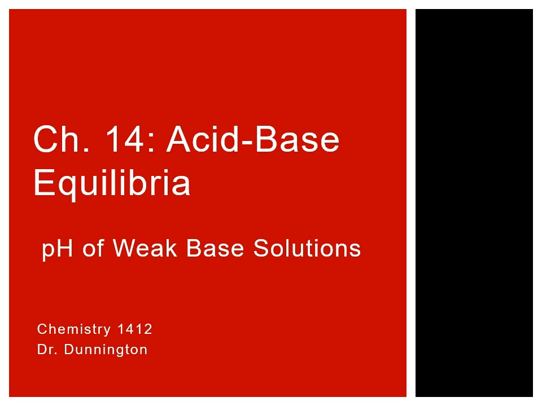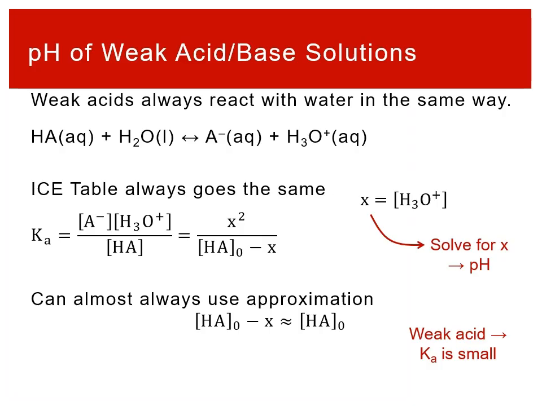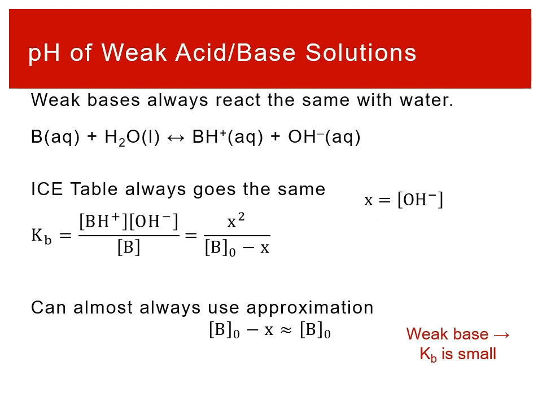Now we want to spend some time talking about a similar problem, but the pH of weak base solutions. So we saw that when we're dealing with weak acids, it's always the same idea. The reaction of a weak acid with water produces hydroniums. You have the same type of equilibrium constant expression, and you're solving for X. You always can use the approximations.